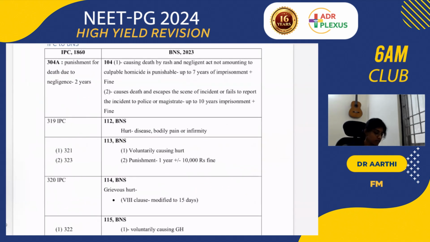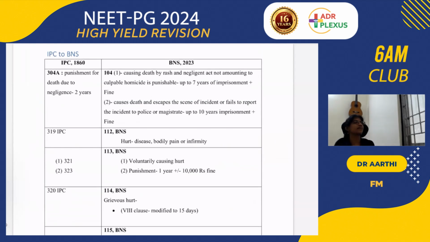All right. Now, this is the IPC to BNS. Again, BNS is coming in July, right? So, you're writing in June. We are not expecting it, but again, the core area first, finish it. Then when you get the time, just revise through it.